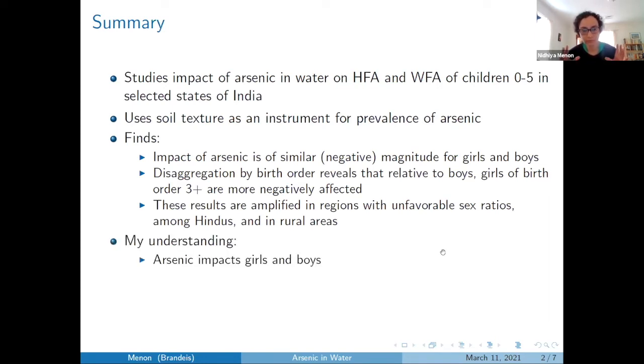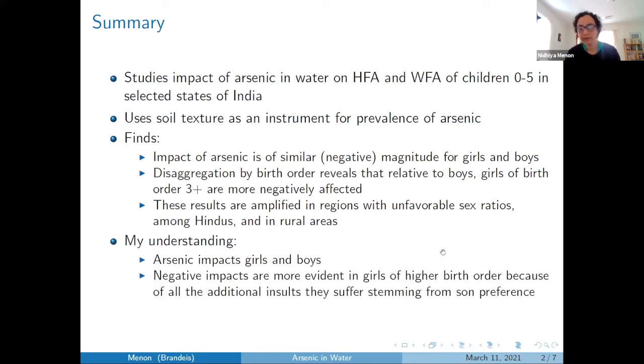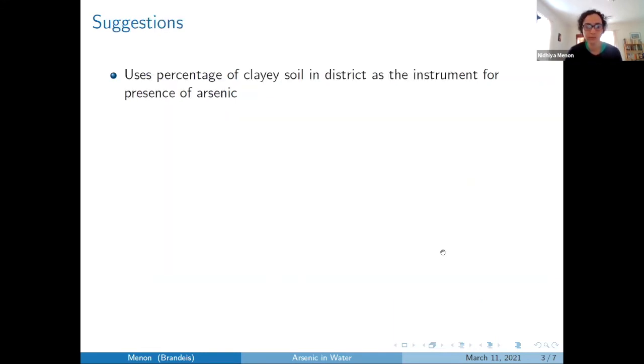Okay, so just to kind of couch this in very broad context, my understanding here is that it impacts girls and boys equally, but the negative impacts are more evident in girls of higher birth order because of all these additional insults that they suffer, right? Stemming from son preference. So the manifestation of arsenic is amplified and is more evident in girls because of all these other things that we know happen to children in specific parts of the country.